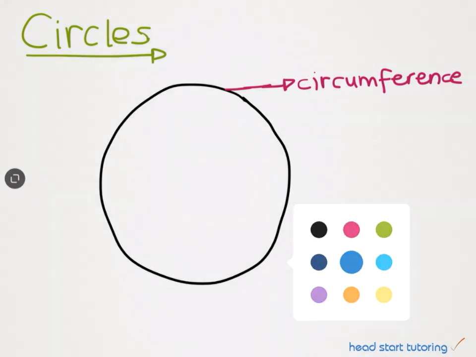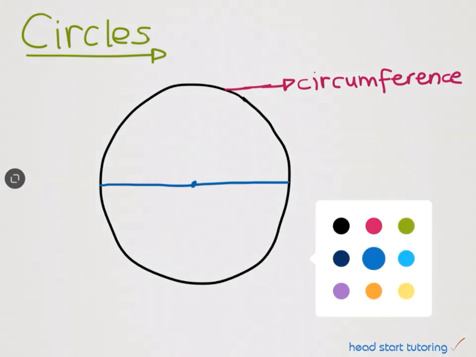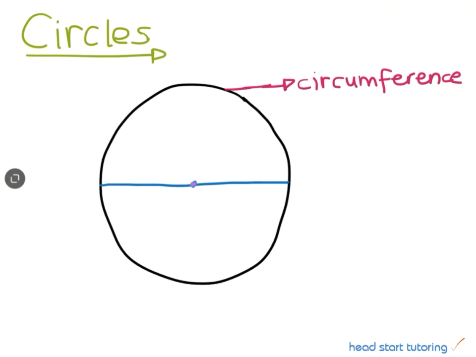Right. Let's have a look at our diameter. The diameter runs from one edge of the circle to another edge, and it crosses through the center point. So let's put the center point here in purple. So that is the center of our circle, and the blue is our diameter. So running from one edge of the circle to another edge of the circle and through the center is called your diameter.